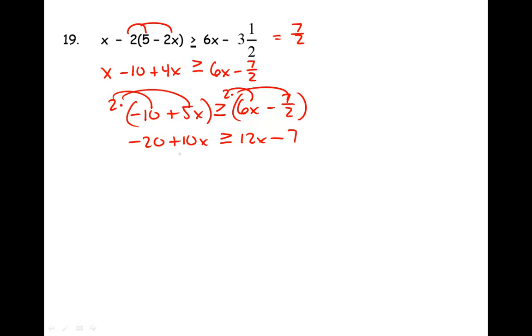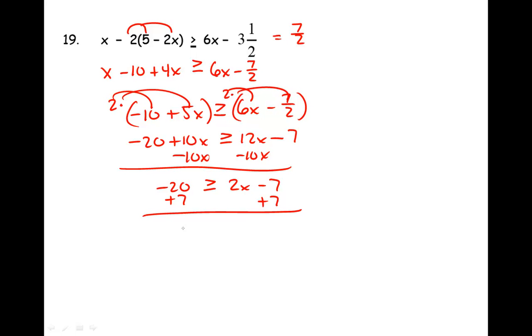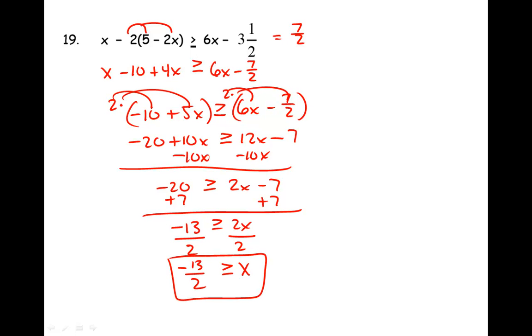Now we're going to go ahead and subtract 10x from both sides. Then we're going to go ahead and add 7 to both sides. Then we're going to divide both sides by 2. Now, our answer is that negative 13 halves is greater than or equal to x.